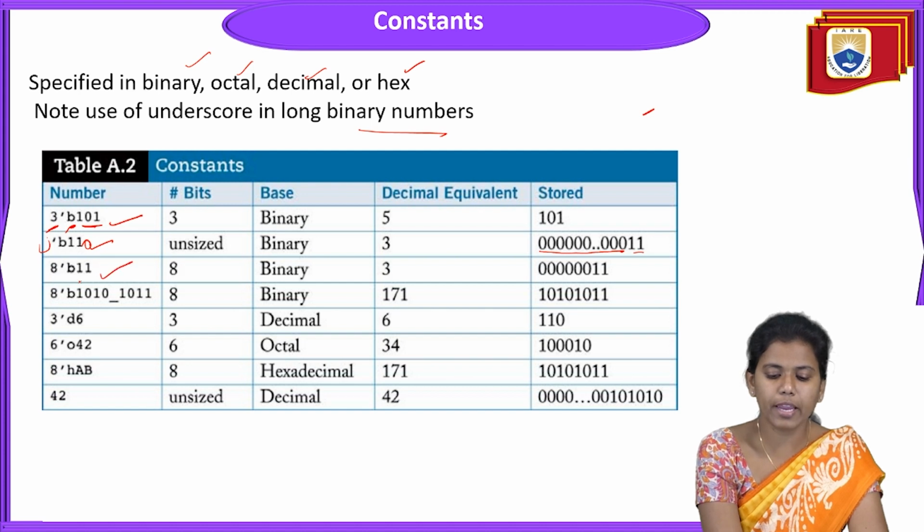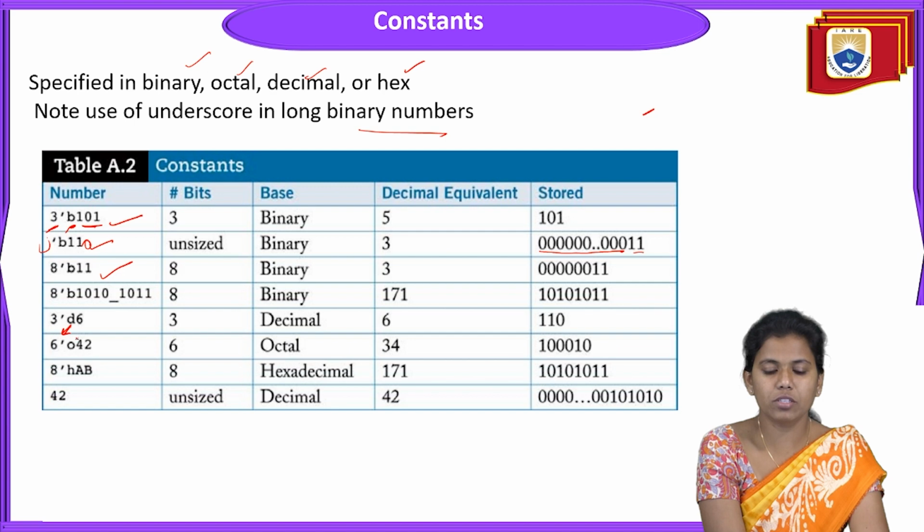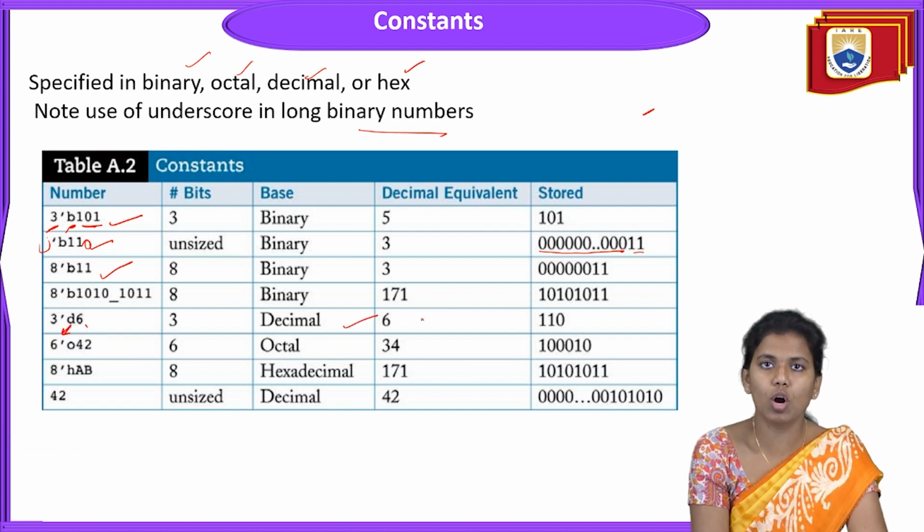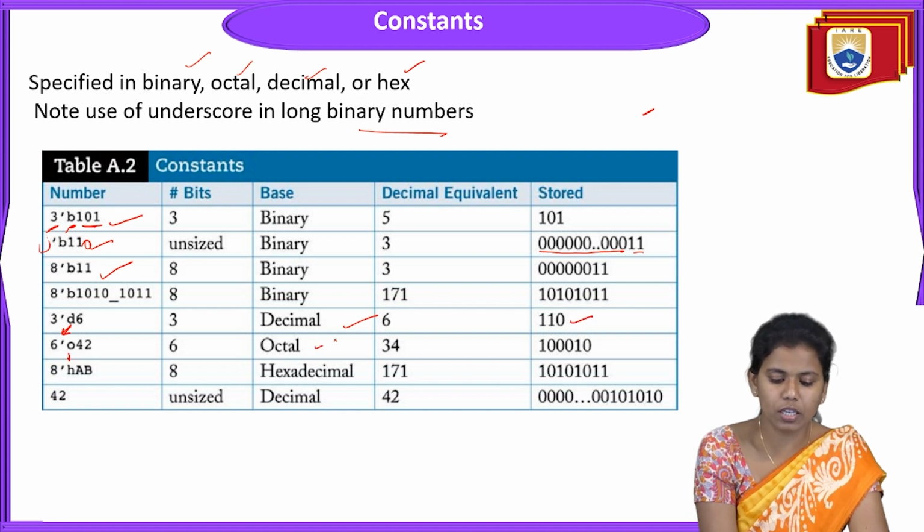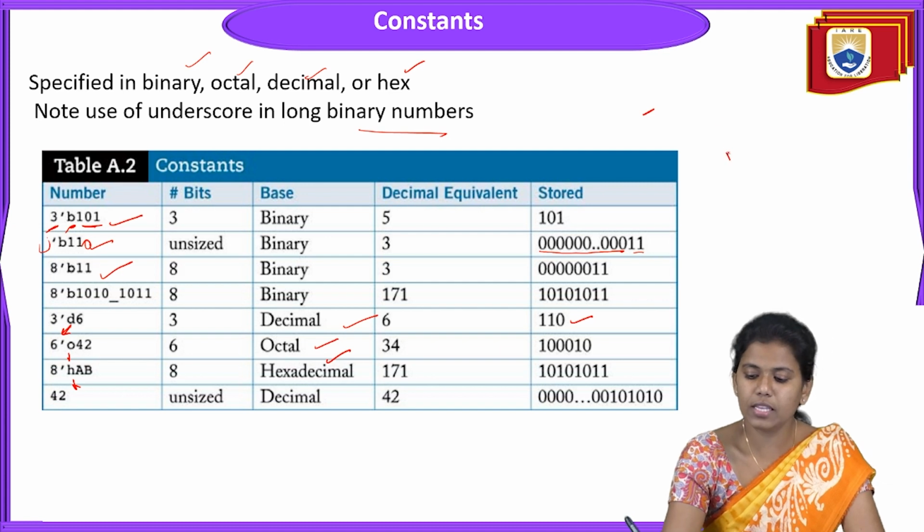So here this is an 8-bit, and when you observe here, this is a D, isn't it? So this is a 3-bit decimal. Here 3 is the 3-bit size, D is decimal, and 6 is the decimal equivalent. We know how we write 6, 110. O is octal, and H is hexadecimal. A and B: in hexadecimal, 10 is written as 1010, so it is A, and 11 is written as 1011, it is B. These are the binary representations of A and B.